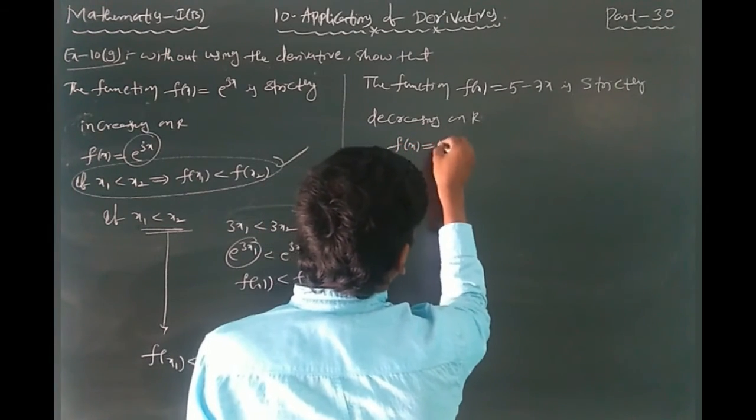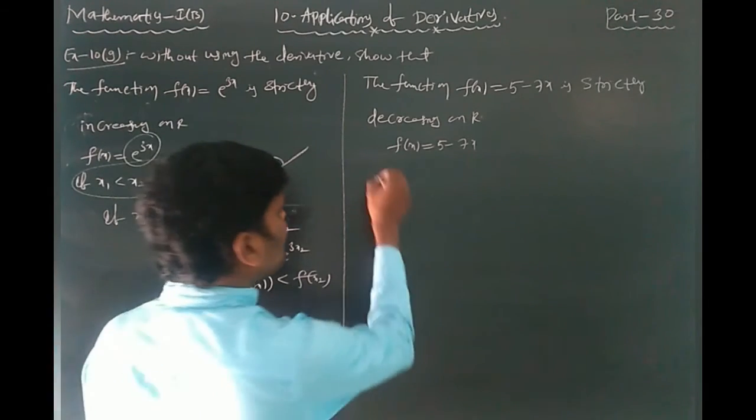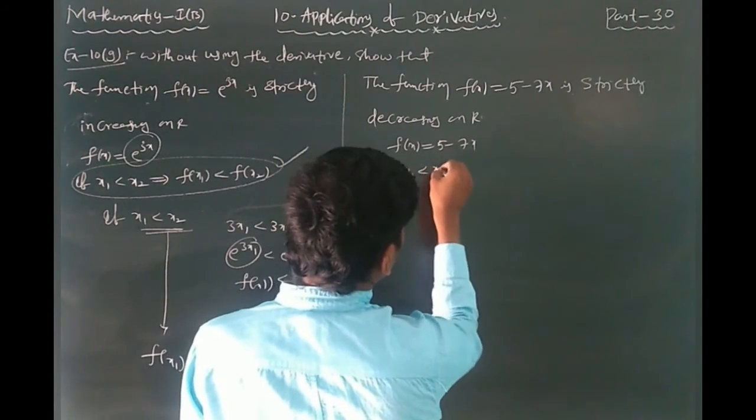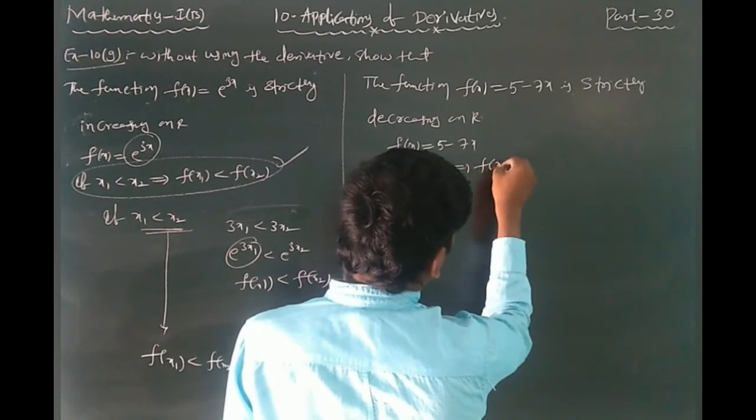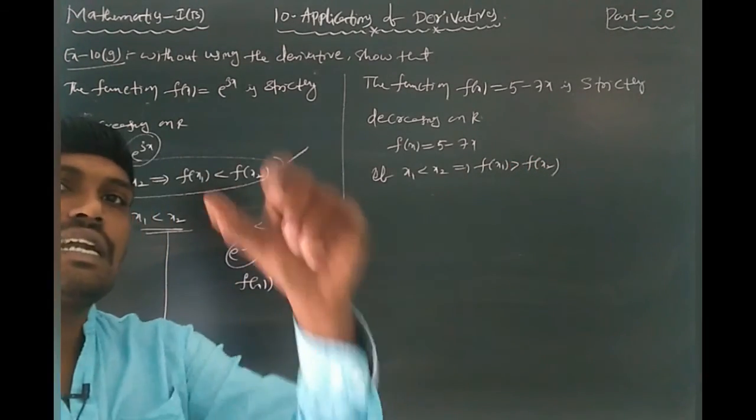Next, the function f of x is given as 5 minus 7x. Show it is strictly decreasing. What is the formula of strictly decreasing? If x1 is less than x2, then f of x1 is greater than f of x2. Then the function f is called strictly decreasing.